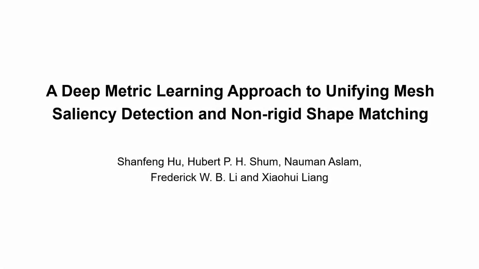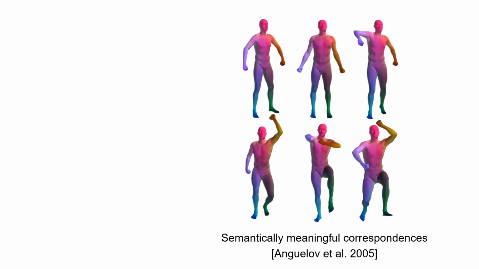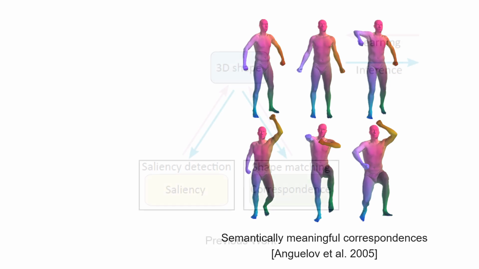In this paper, we propose a deep metric learning approach to unifying mesh saliency and non-rigid shape matching. Human-annotated saliency typically identifies the thematically important surface points, which are consistent within a shape category. Shape matching also aims at finding thematically meaningful point correspondences across shapes. It therefore should preserve the distribution of salient points within a shape category.